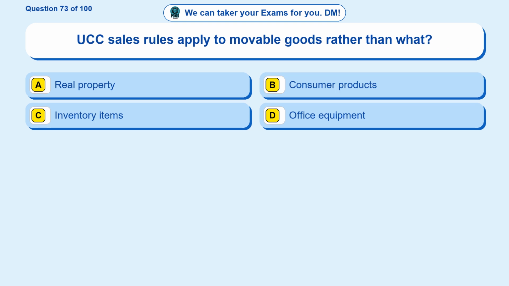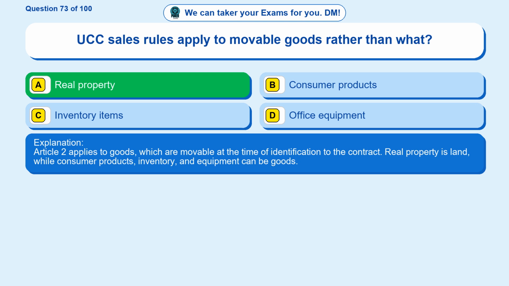Question 73. UCC sales rules apply to movable goods rather than what? Option A. Real property. Option B. Consumer products. Option C. Inventory items. Option D. Office equipment. The correct answer is option A. Real property. Article 2 applies to goods, which are movable at the time of identification to the contract. Real property is land, while consumer products, inventory, and equipment can be goods.